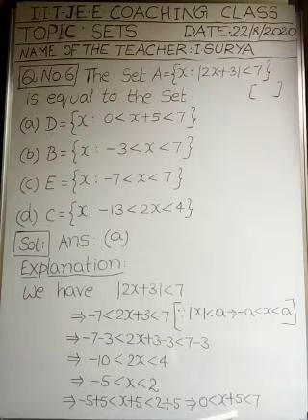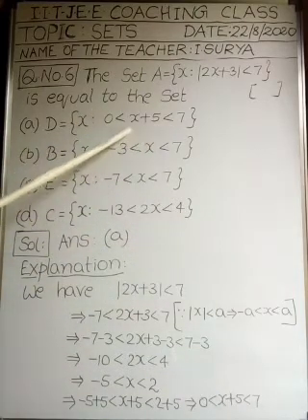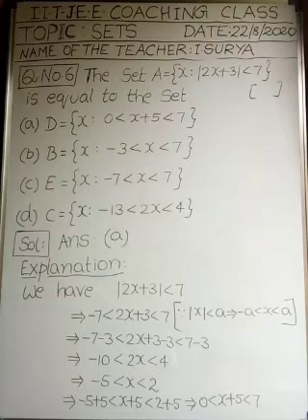Understood this part, my dear children? Less than 2 plus 5. What will you get here? 7. Understood this part, my dear children? So finally we got 0 less than x plus 5 less than 7. What is the option? This only. Understood this question, my dear children? Right.